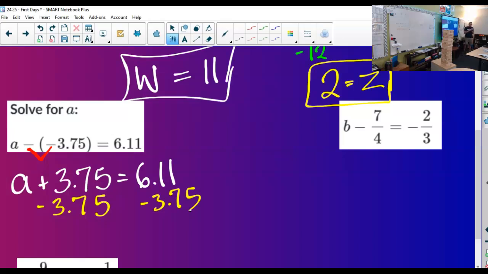Can anyone tell me what we want to do to get B back to itself? I want you to be by itself. Anybody, what do we want to do? We need to add. We need to do the opposite of what it's showing us. It's showing subtraction. So we can say, okay, if I add 7/4, that'll wipe out. If I add 7/4, then that will get B by itself.